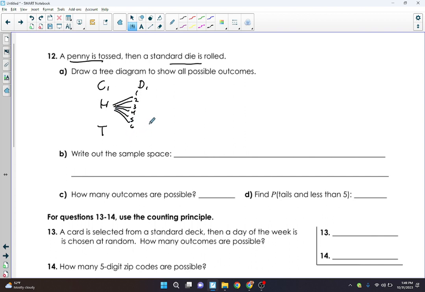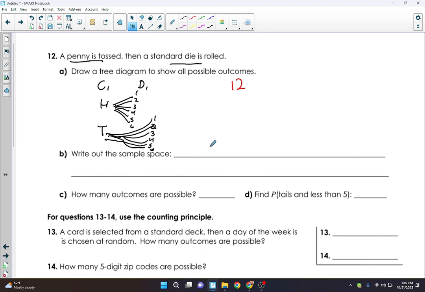I could also have, I'm just going to put it over here to give space, tails 1, tails 2, tails 3, tails 4, tails 5, tails 6. This is all coming from tails, okay? Which means if you just count the edge over here, you have 6 plus 6, or 12 total outcomes, okay?